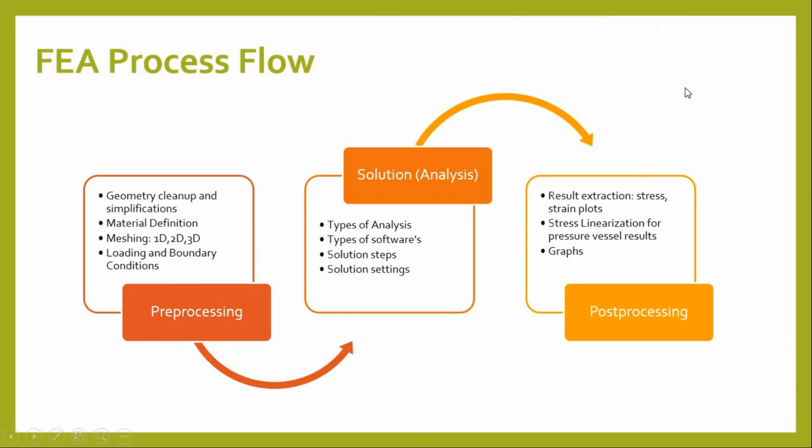So the complete FEA process is defined by three terms: pre-processing, where the geometry cleanup and your FEA model creation is done; then solution, where we fire the run; and then post-processing, where we extract the results and validate with the design. So these are the major steps for any kind of FEA problem.